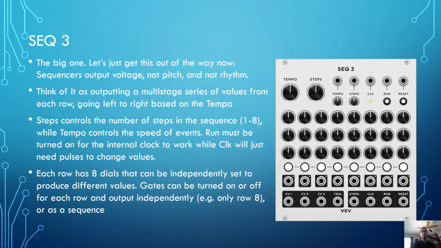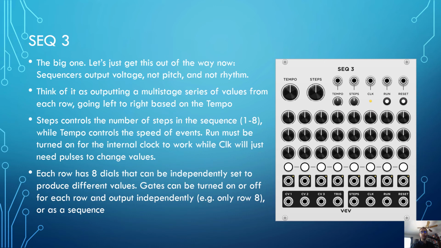Every single one of these three rows, you just have a set of dials, and you turn them to dial in a voltage. The output comes from CV1, CV2, or CV3. One is the top row, two is the middle row, and three is the bottom row. You also have a trigger output, so if a step is triggered, it will output that trigger whenever the step has occurred. But think of it as creating multi-stage series of values going left to right based on the tempo.